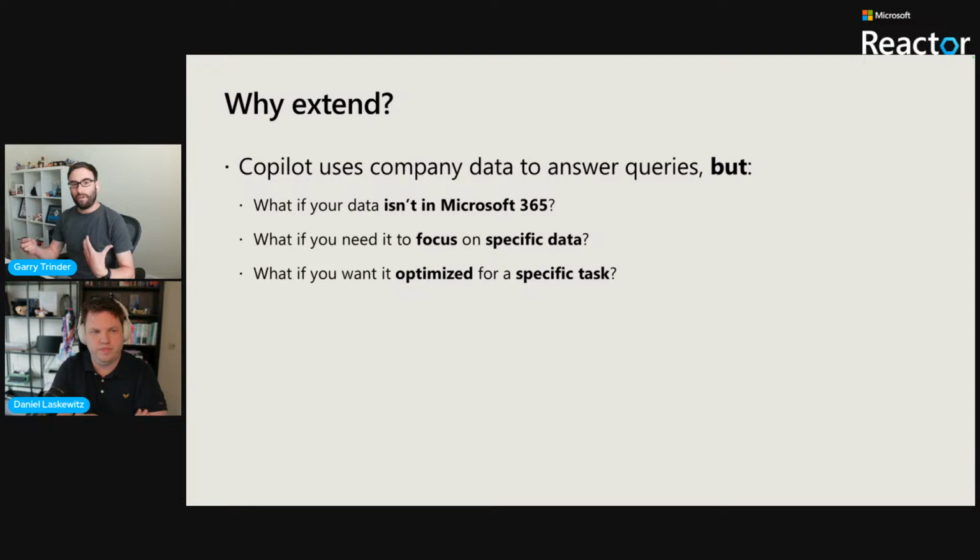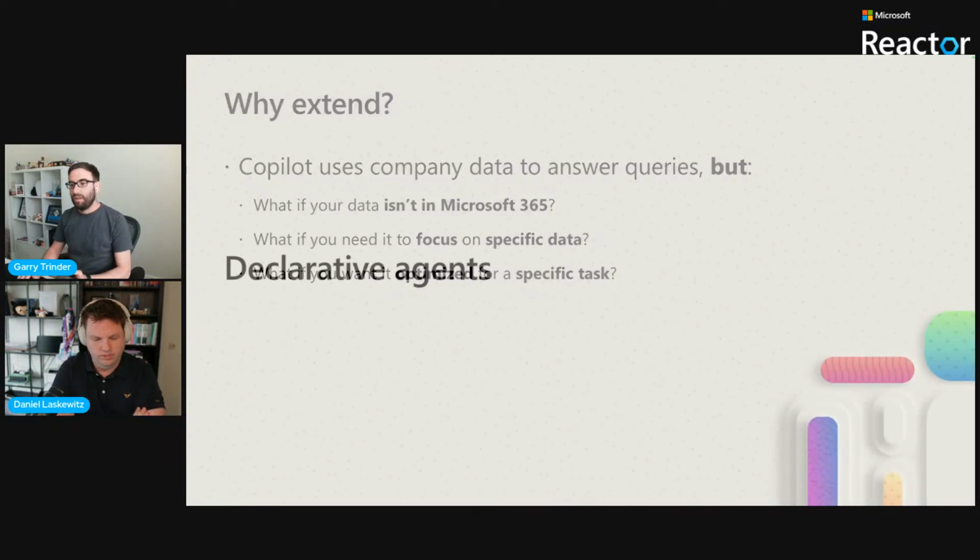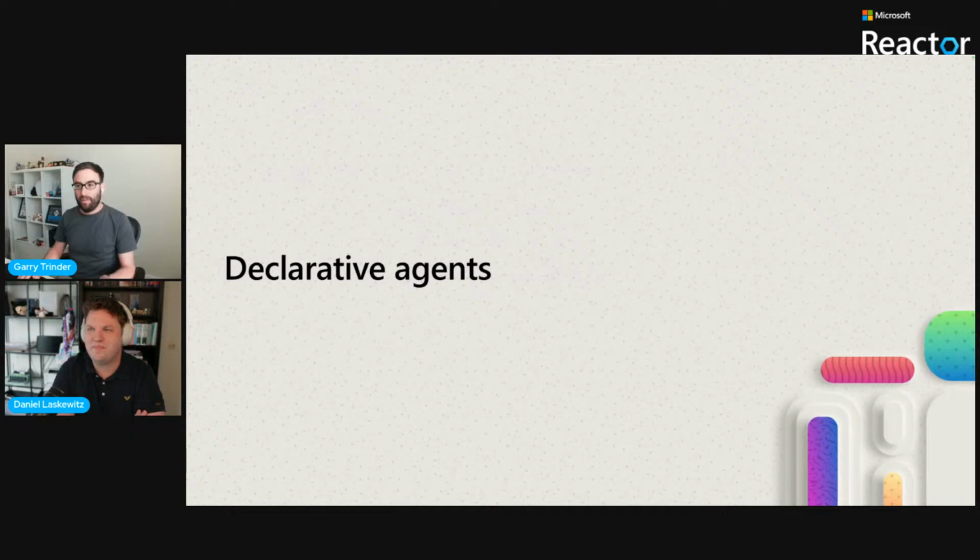And what if we want to focus on specific data, like, hey, we know where this authoritative data is, maybe we've got knowledge base articles, and we just want to look at those documents and use them as part of the reasoning process that Copilot goes through when it receives a prompt. What if we want to focus and be narrow rather than searching the whole of our organization's data? And how do we optimize Copilot for a specific task as well? And this is where declarative agents come in.